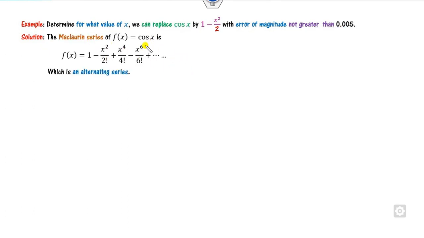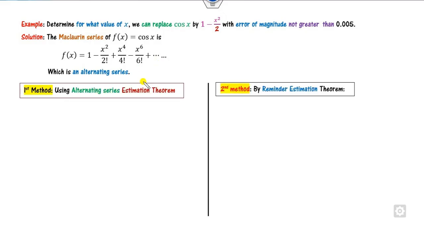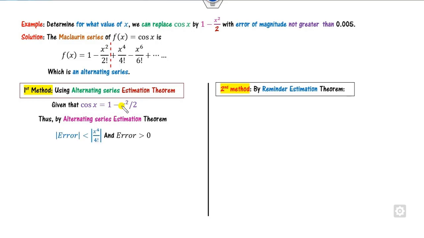Again, this is an alternating series, so we can apply these two methods. Let's start with this here. Your target is to truncate up to here. So the error will be less than x4. By the alternating series, the error will be less than x4 divided by 4 factorial. And why is it positive? Because the sign of this x4 is positive. So that's why the error is greater than 0.